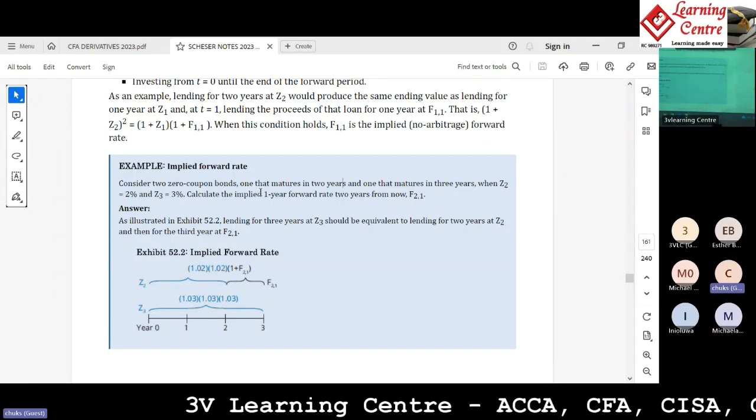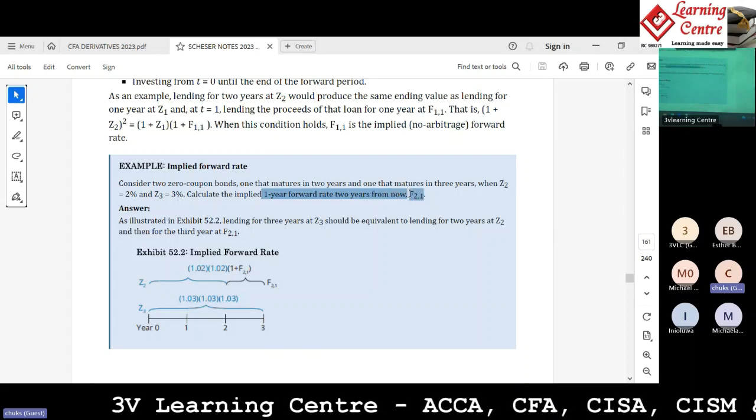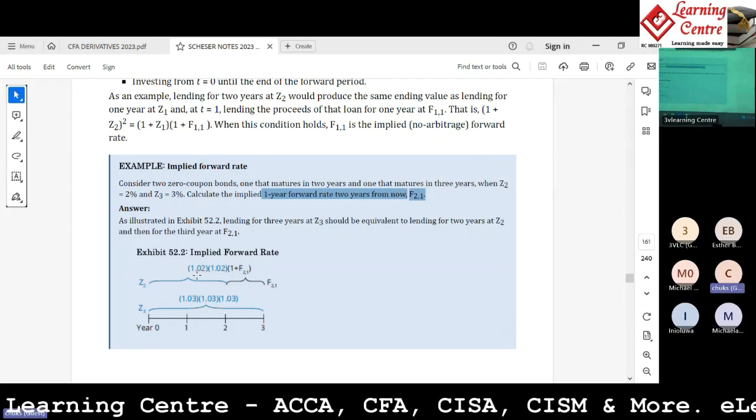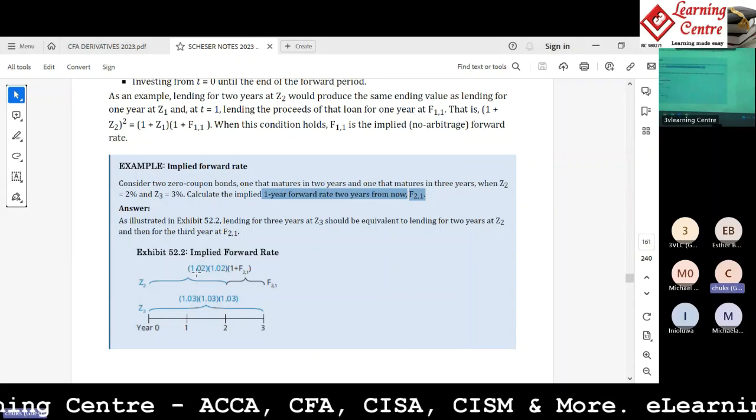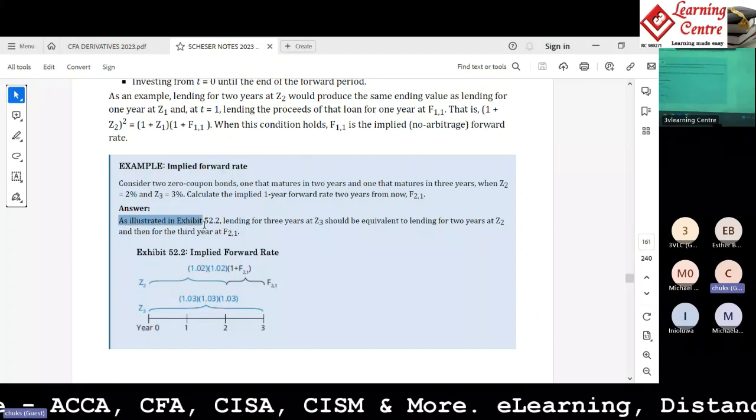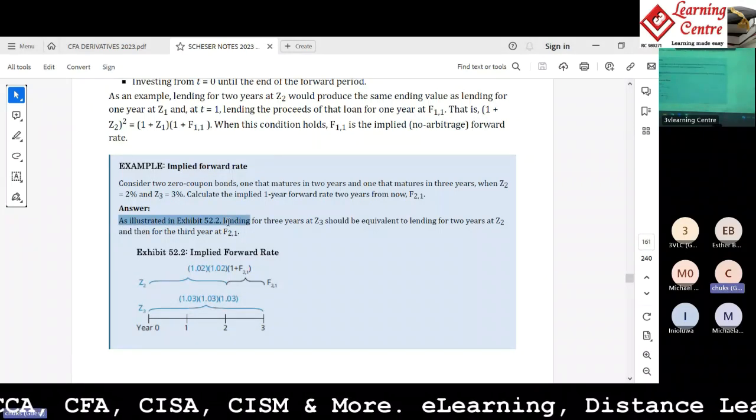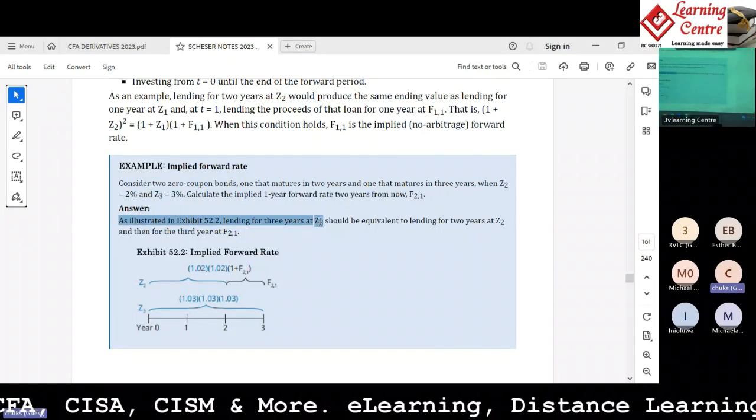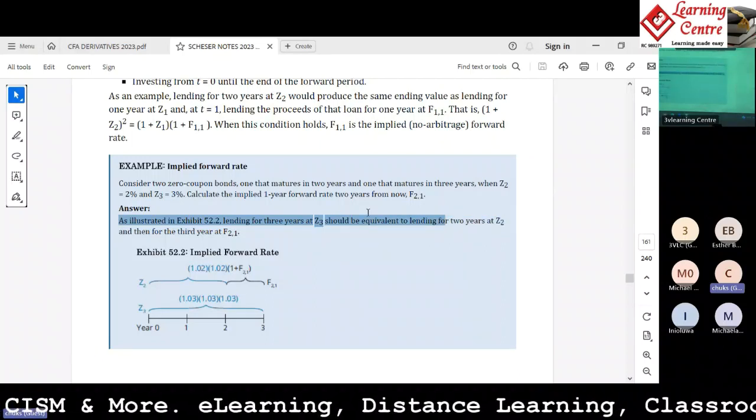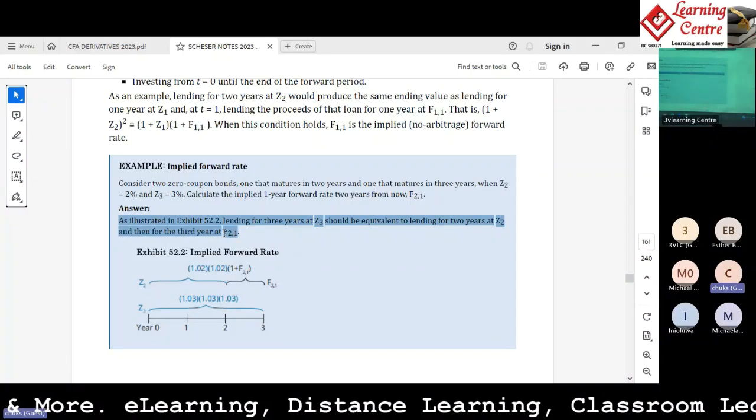Okay, calculate the 1 year forward rate 2 years from now. So the first one is that you have the 2%, which is this one. As illustrated in exhibit 52.2, lending for 3 years at Z3 should be equivalent to lending for 2 years at Z2, and then for the third year at F21.